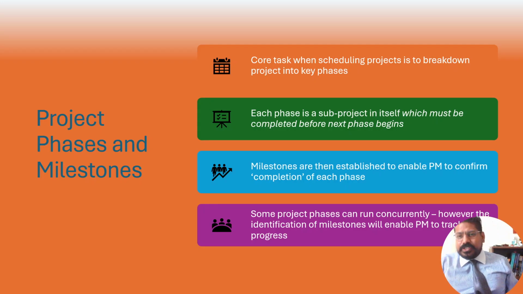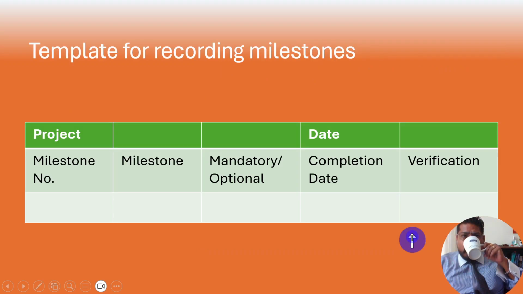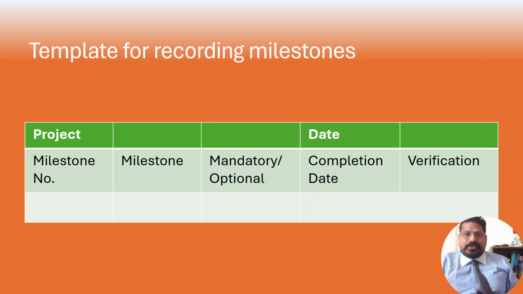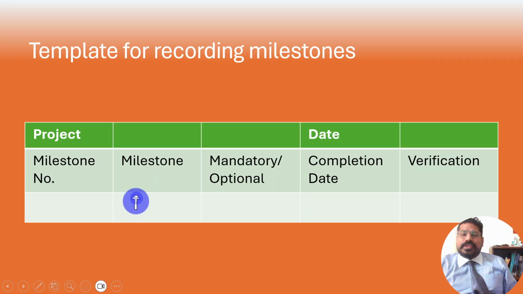So there are a few projects wherein you do run the activities in a concurrent manner. So a project manager can track the completion using milestones. Template for recording milestones: milestone number 1, 2, 3, what this milestone is about, is it mandatory or optional, date of completion, and verification.